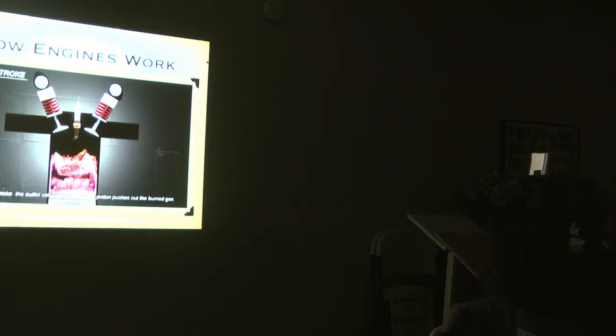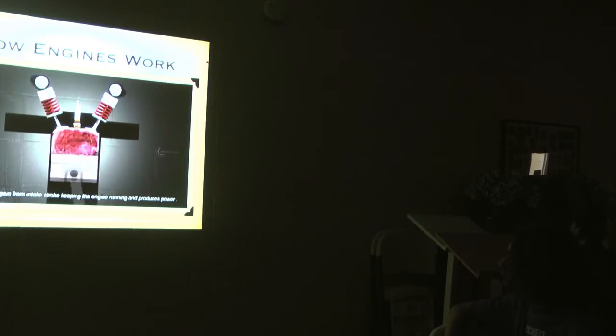At the exhaust stroke, the outlet valve opens and the piston pushes out the burned gas. The cycle starts again from the intake stroke, keeping the engine running and producing power. For a carburetor engine, the air and fuel are mixed inside the carburetor assembly and fed to the cylinders. In the case of a fuel-injected engine, the fuel is injected into the intake manifold, or directly into the cylinders.